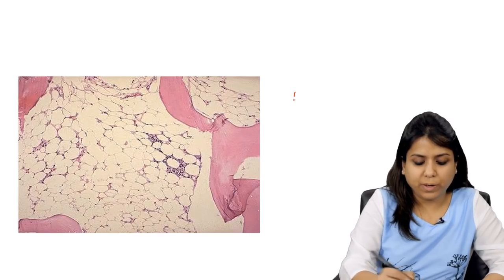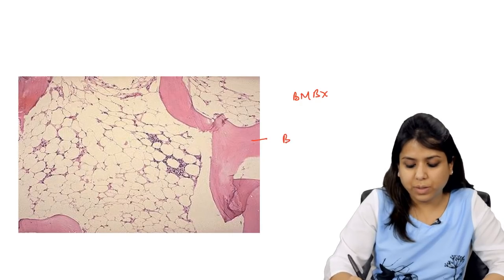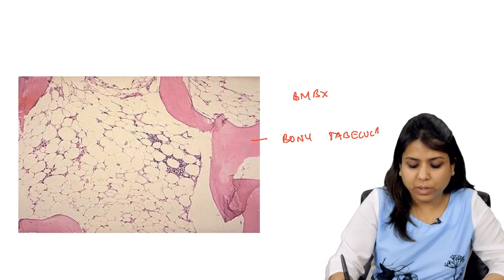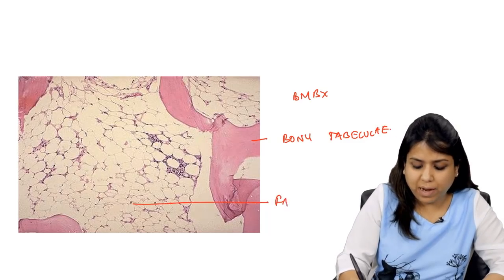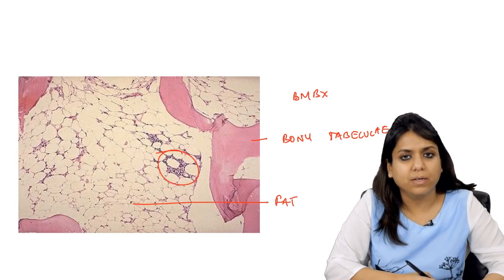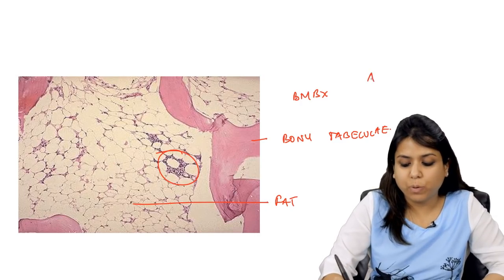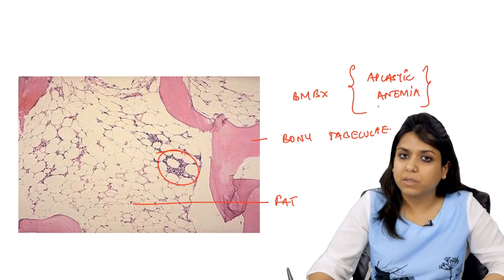This is a bone marrow biopsy. How do I know? These are the bony trabeculae. And this biopsy shows a large amount of fat and very less foci of cellularity. So this is the bone marrow biopsy of a patient with aplastic anemia, right?